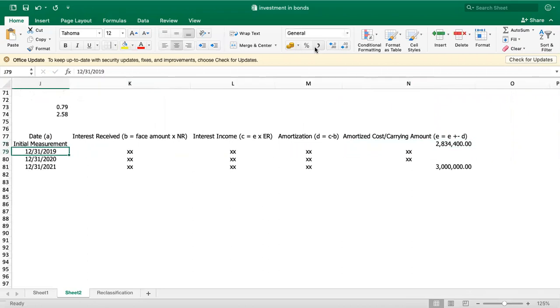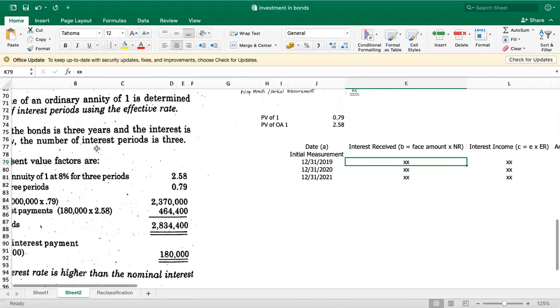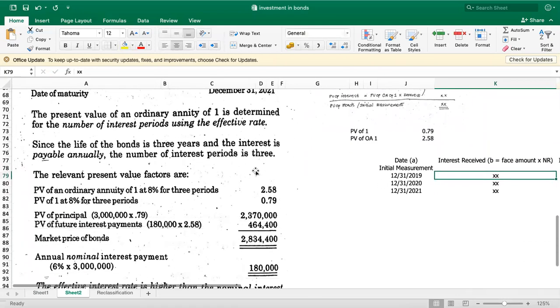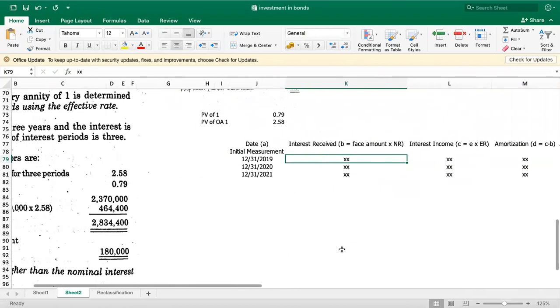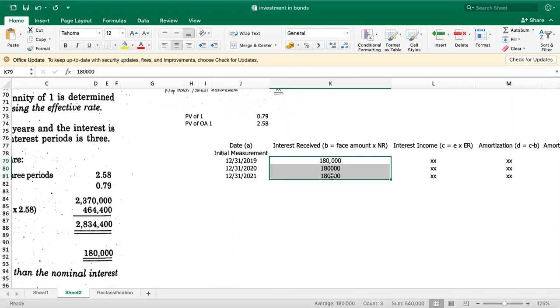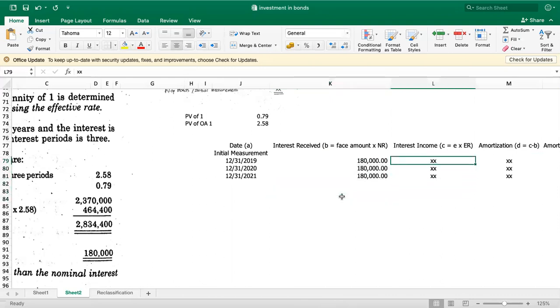Okay. So magkano yung interest received natin? Diba? So interest received, that's face amount times nominal rate. You have face amount of 3 million times nominal rate of 6%. That's 180,000 ito. Every year, we will receive 180,000.